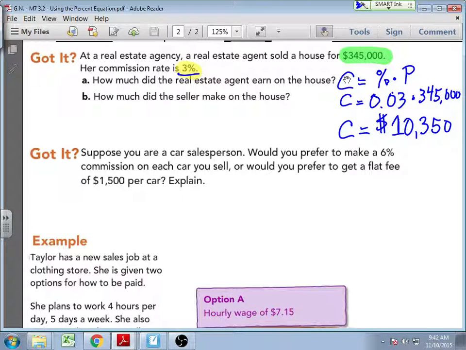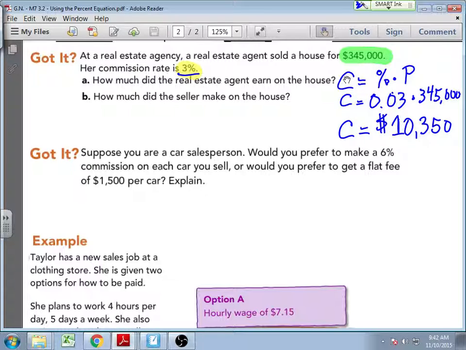So what did the seller then get? When you sell your house, you're like, yay, we sold it for $345,000, but you don't actually get all of that. Now, the nice thing is when you buy a house, the commission doesn't affect you. When you sell your house, that's when the commission affects you.